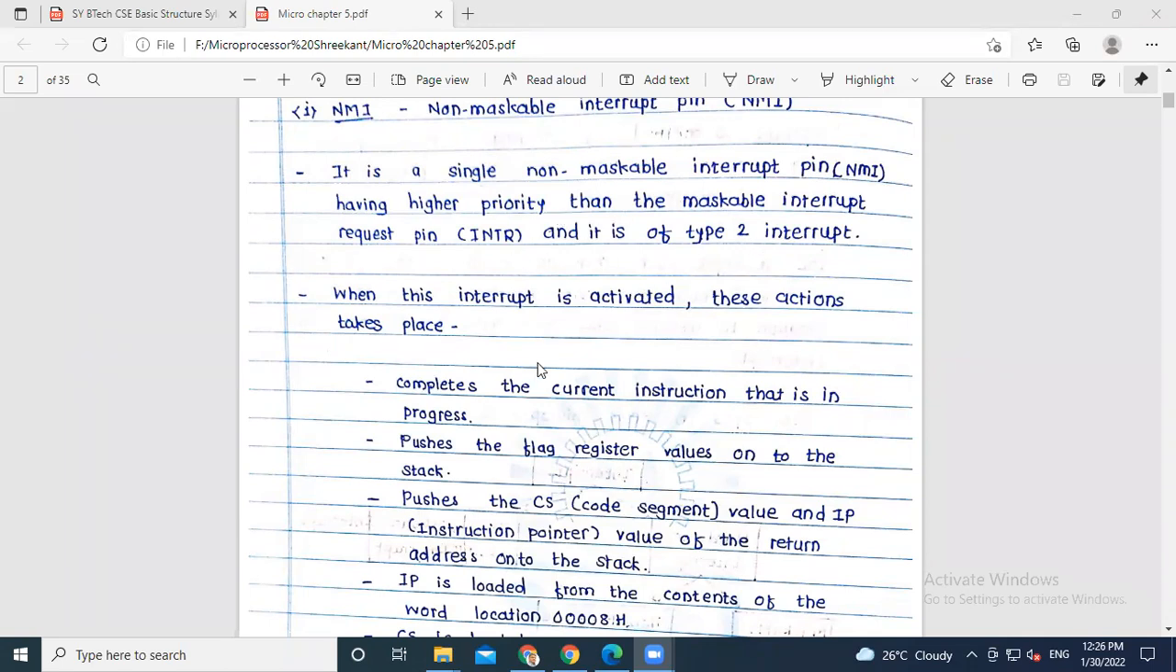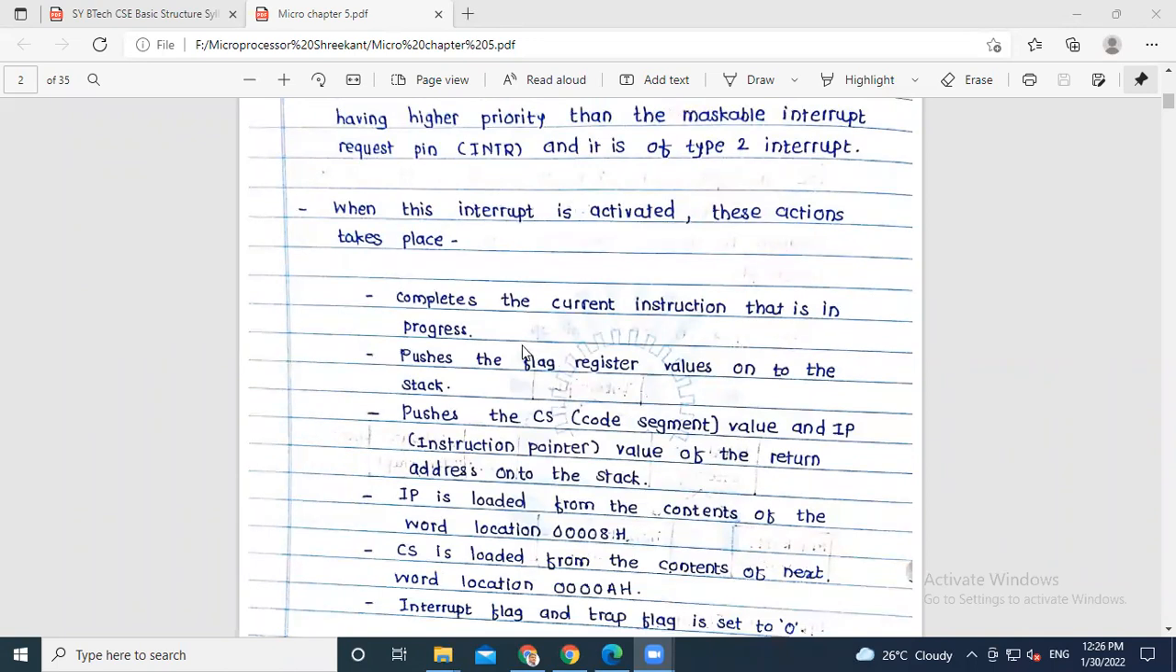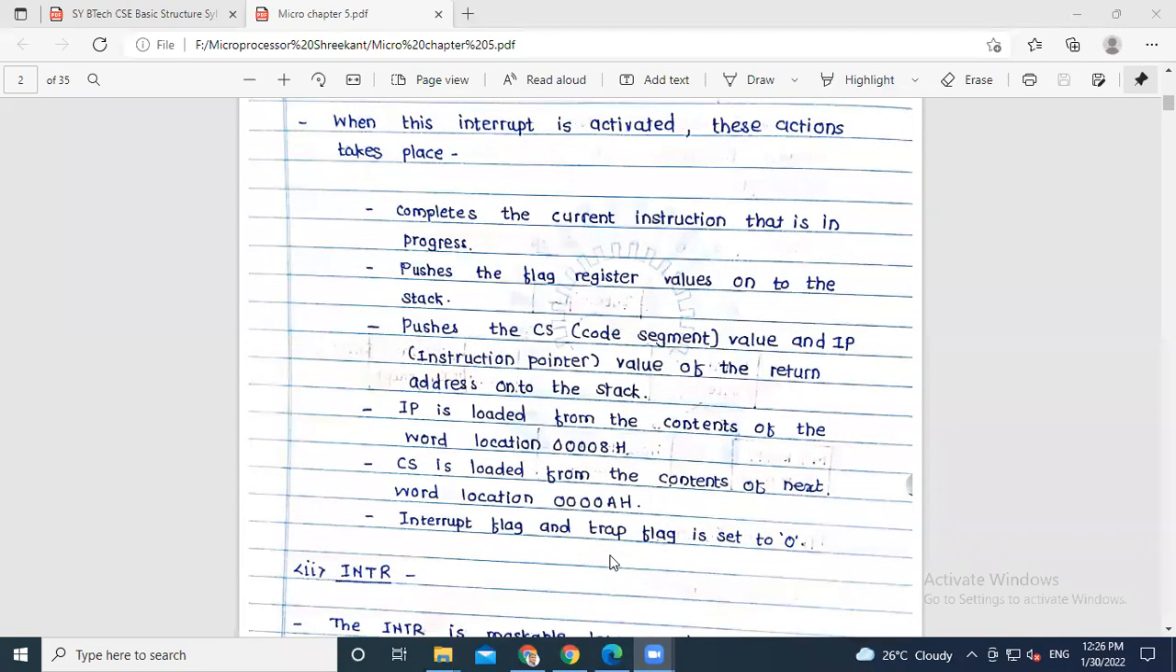In the non-maskable interrupt, it completes the current instruction that is in progress in the execution of the program, and it pushes the flag register value onto the stack. Then it pushes the CS value, that is the code segment value, and the instruction pointer value of the return address onto the stack. The instruction pointer is loaded from the contents of the one word location, that is 00008, in the 8086 microprocessor.